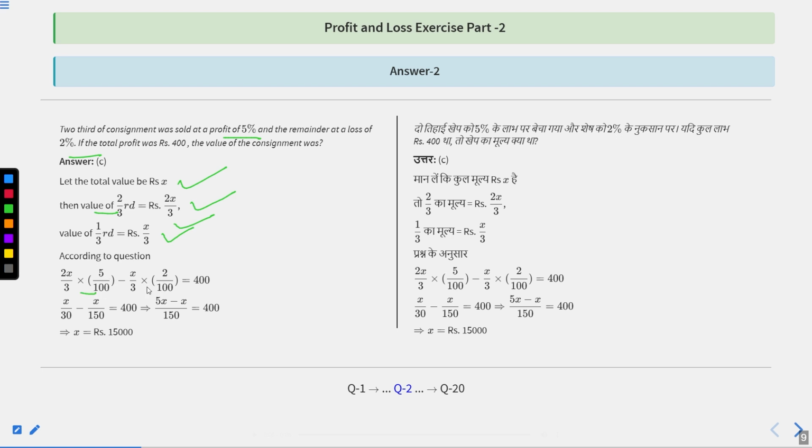Okay, so profit minus loss, and we gain a profit of 400 rupees. It is given that the total profit is 400. So when we calculate it, we get x upon 30 minus x upon 150 which equals 400. When you solve it, you get the value of x, which is 15,000 rupees. So C is the correct answer.